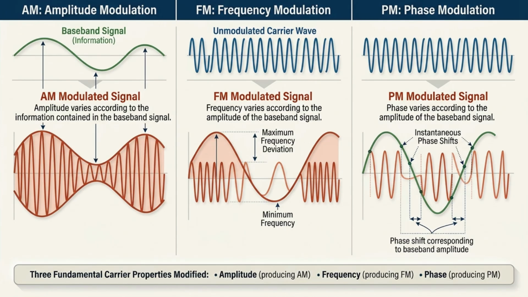Modulation is the process of varying one or more properties of a high-frequency carrier wave according to the information contained in the baseband signal. There are three fundamental properties of a sinusoidal carrier that can be modified. Amplitude, producing amplitude modulation, AM. Frequency, producing frequency modulation, FM. Phase, producing phase modulation, PM.